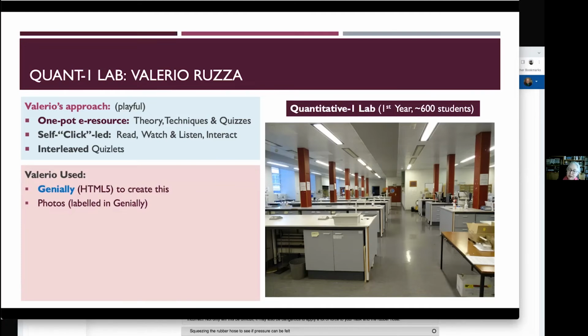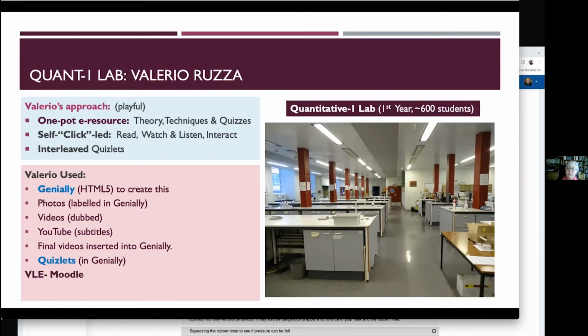So you could put labels in there and you could label the photos in there. Sorry, I said labels, I meant photos. Once you made your videos and you dubbed them, we put those dubbed videos into YouTube to generate the subtitles, and then the links of those videos got put into Genially. The Quizlets, we call them, were generated also within Genially. So it was a one-pot resource that you could click your way through and access all of this information. And we put this onto our Moodle site, our virtual learning environment, and this was housed in a Moodle book.